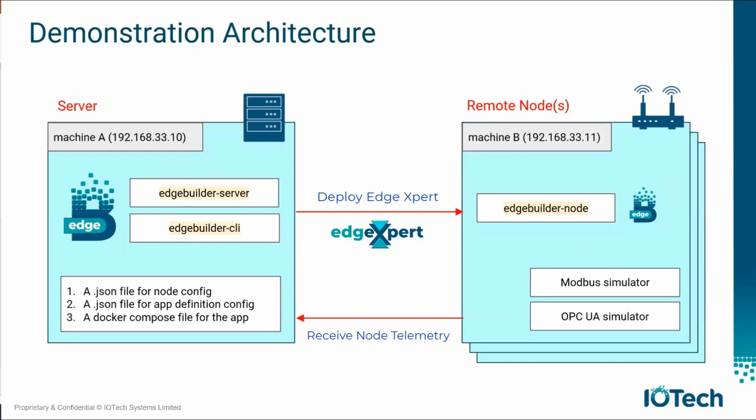And you only need three things really to describe this. You need a JSON file for a node config, a JSON file for the app definition config, and then a Docker Compose file that describes that in more detail.